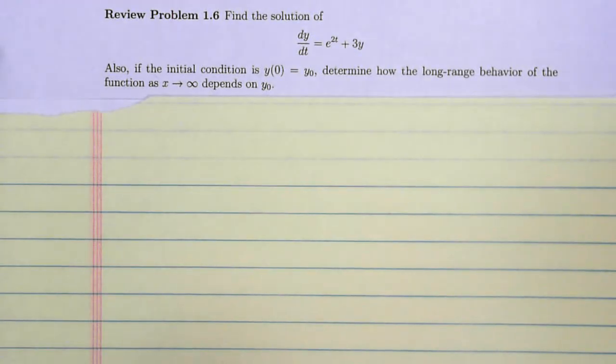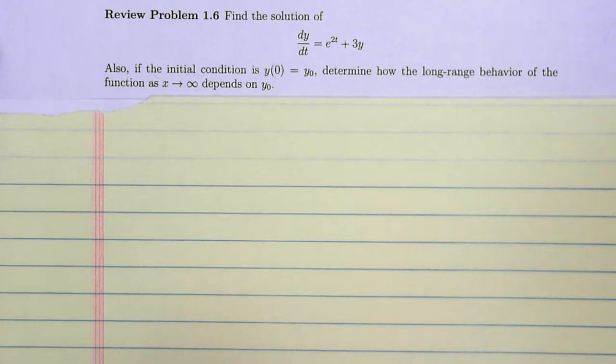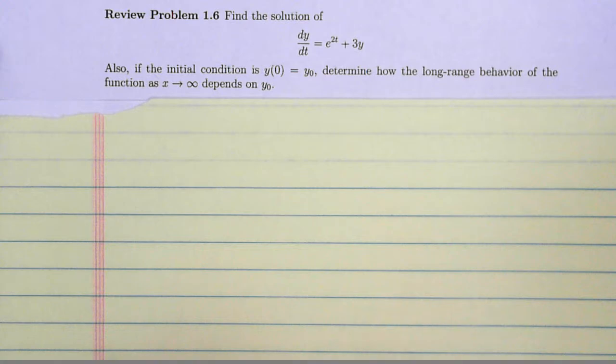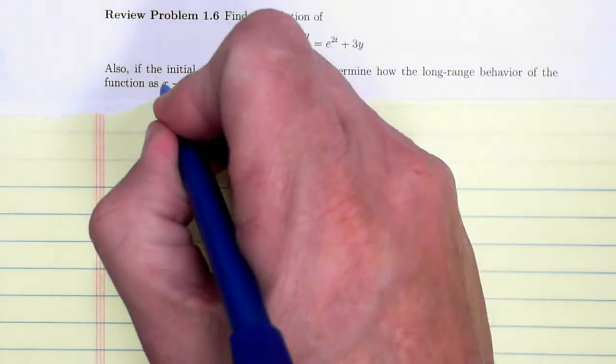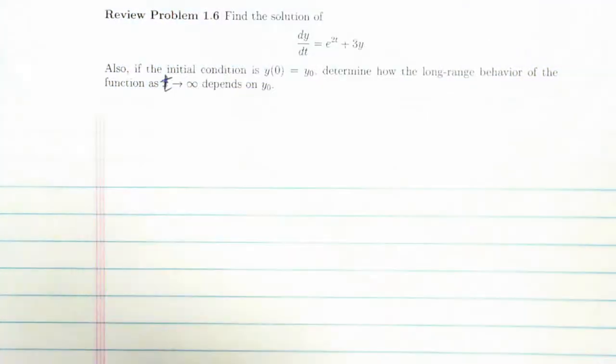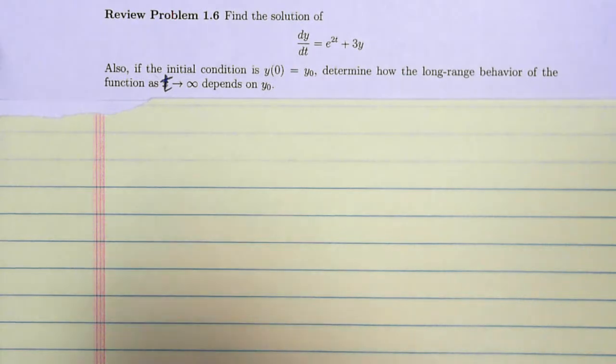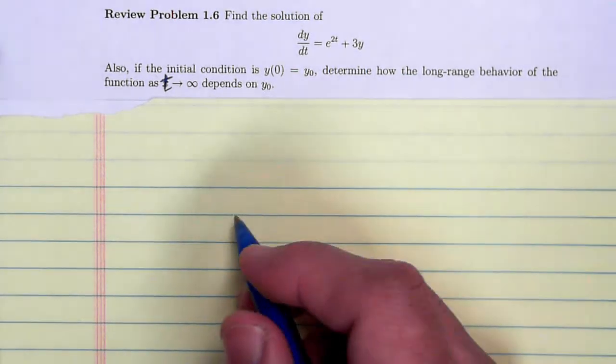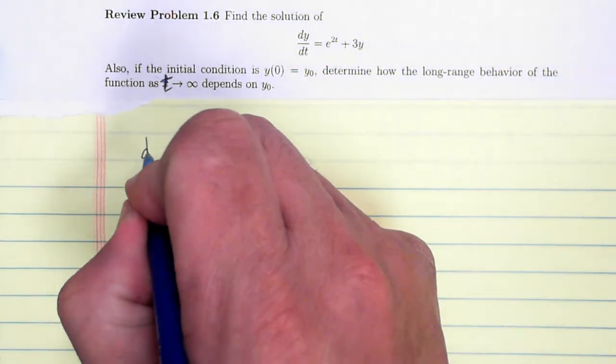Okay, we're going to solve this first order linear differential equation and also determine how the long-range behavior of the solution depends on y naught. And of course, there's a typo. That should have been a t as t goes to infinity.